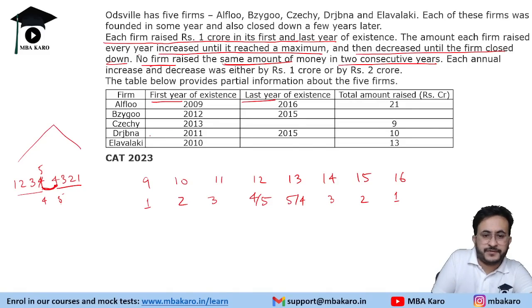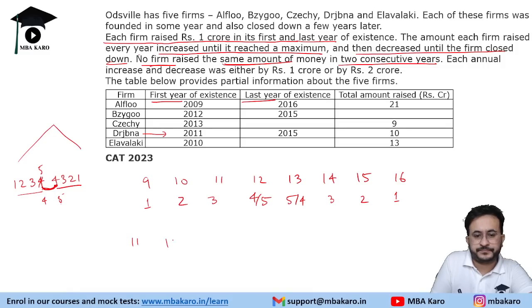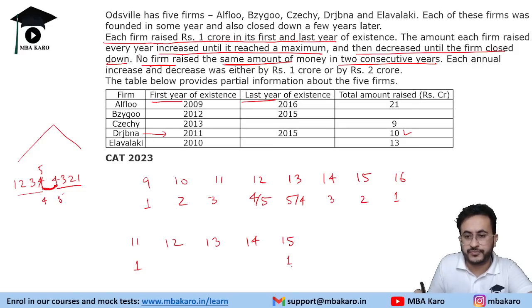Similarly, this form 2011 to 2015, making 10 crores. Okay, 10 crores, how is it possible? 1 and 1 is 2. Okay, now if you take 1 2 3 2 1, how much do we get? 1 2 3 6 9. So we need to make it 10, right? How can we make it 10? See, total is 9, we need to increase by 1.